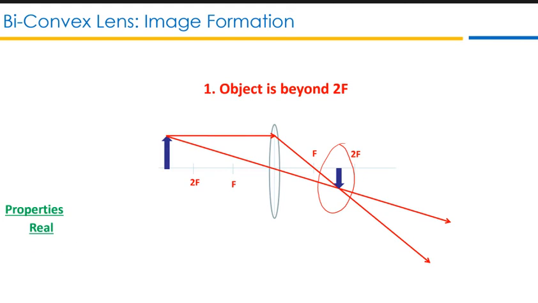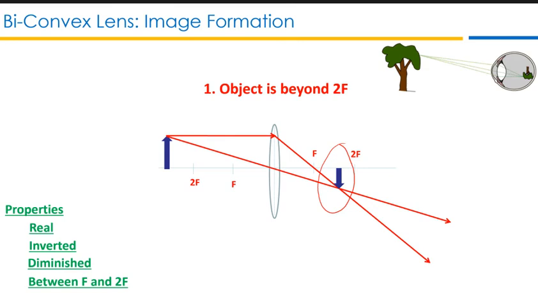And this is upside down, we call it inverted. And this is smaller in size, we call it diminished. And this is of course between f and 2f. So this could be used when the object is away. So the lens makes an upside down smaller image. So our eye is an example, and in the artificial devices, the camera is an example.